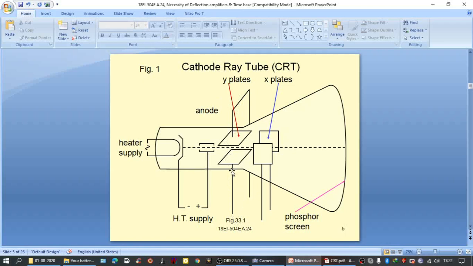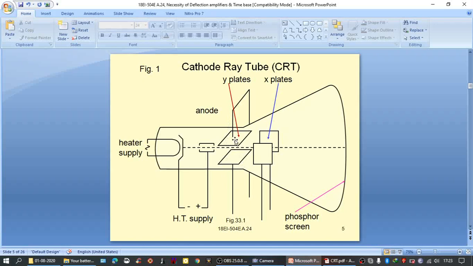As a result, depending upon the relative potential difference on the plates, suppose the upper plate is positive with respect to the lower plate, then the electron beam will move upwards. If the lower plate is more positive compared with the upper plate, the electron beam will move downwards because the electron beam is negatively charged. So it will be attracted by a positive charge. So when a sinusoidally varying input is applied to the vertical deflection plates, then what happens?